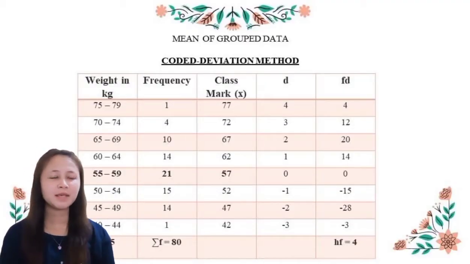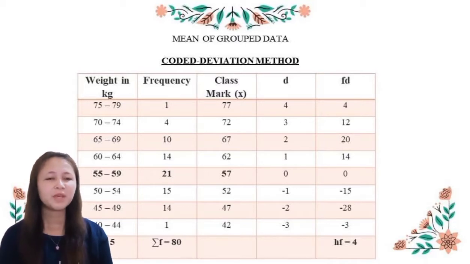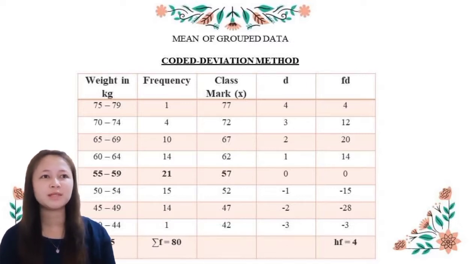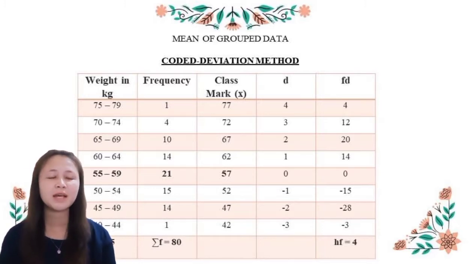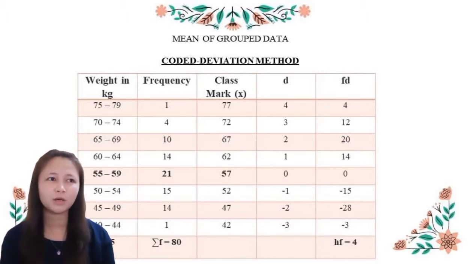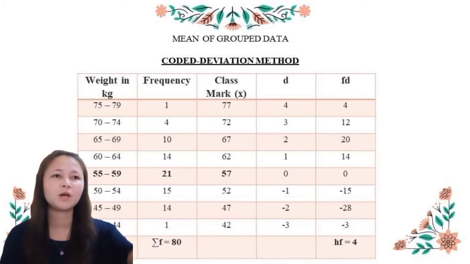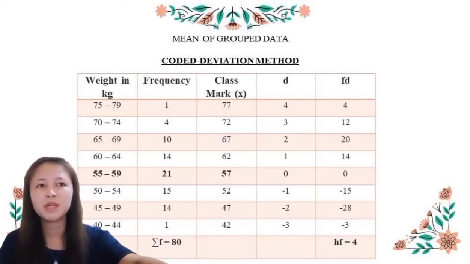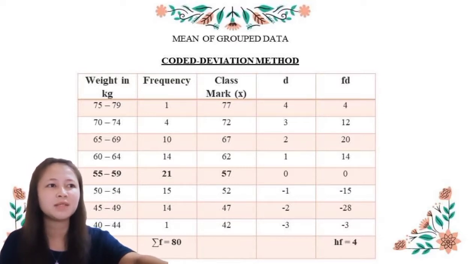I am Julian Luyas and I'll be discussing the second method in getting the mean of a group data, which is the coded deviation method. Since Ms. Miligarde was able to discuss the given scores, the frequency, and how to get the class mark, this time I'll directly proceed to the coded deviation from AM, or the D column, and the FD column. Since we know that the highest frequency is 21, the assumed mean is 57 since it's within the row of the highest frequency.